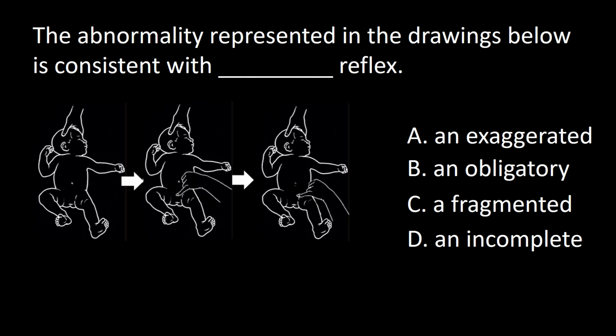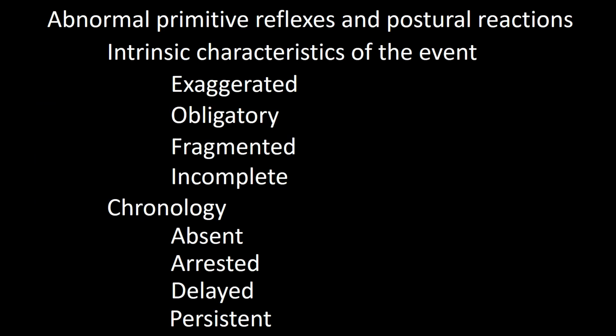A fragmented, D. An incomplete. The table in this frame lists the reasons primitive reflexes and postural reactions can be called abnormal. As you can see, some of the reasons are intrinsic to the event, while others are related to chronology. Among the intrinsic characteristics that can render an event abnormal are an exaggerated response.